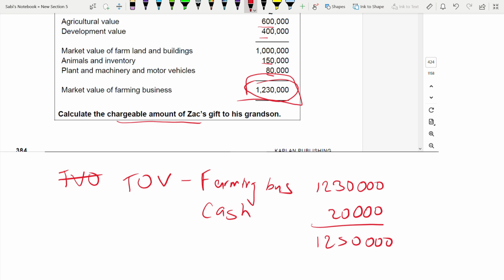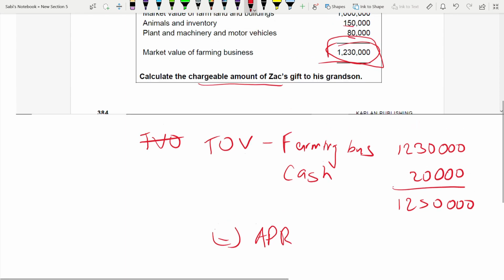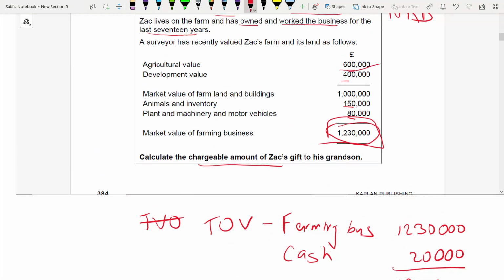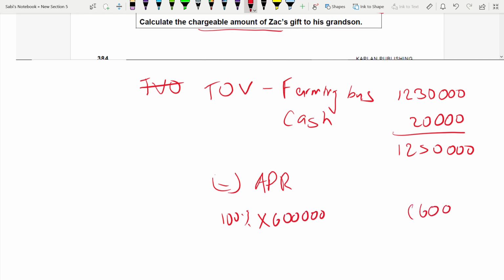Now we will be deducting all our reliefs. So here we are going to have less APR, agricultural property relief, because we have an agricultural value. So it will be 100% on this amount. Remember, it's only on agricultural value, not on the development value. So it is 100% of 600,000, which is 600,000. And remember, APR you have to deduct first before any other reliefs.